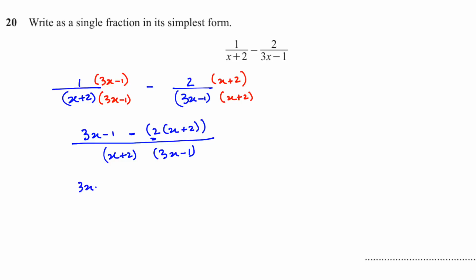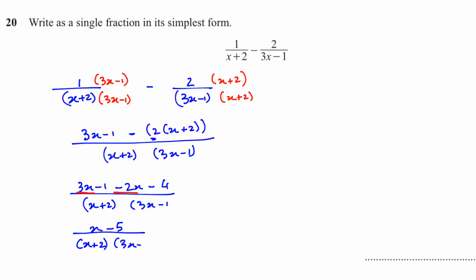So you have 3x minus 1, negative 2 multiplied by x is negative 2x, negative 2 multiplied by plus 2 is negative 4, over (x plus 2)(3x minus 1). Join the like terms together, so 3x minus 2x will give you x, and negative 1 minus 4 will give you negative 5, over (x plus 2)(3x minus 1). So that is your answer.